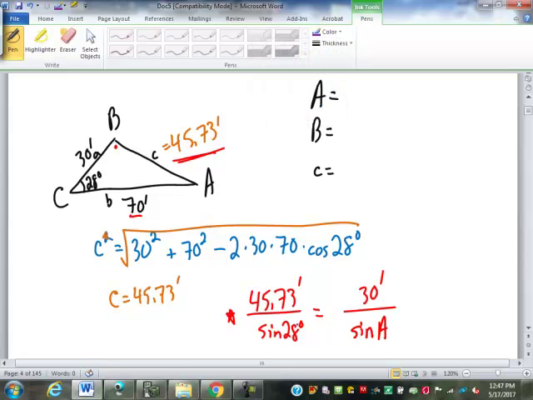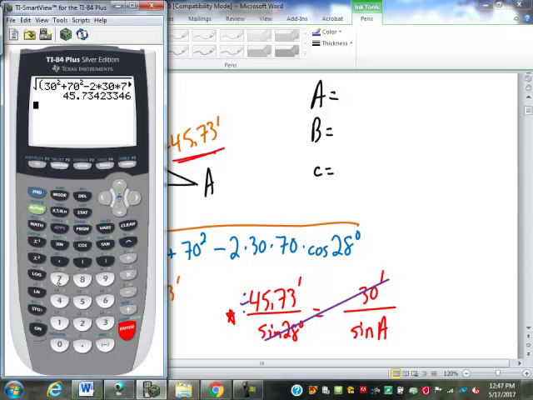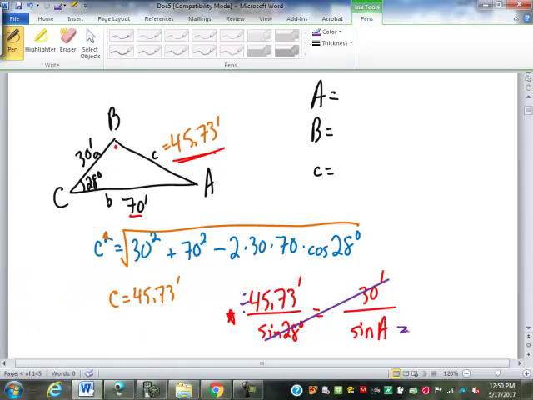We're going to cross multiply. Sine of 28 times 30. Oops, that ain't going to work. I got to put close parentheses there. Sine of 28, close my parentheses, times 30 divided by 45.73. Gives us 0.3079. So that comes out to be 0.3080 actually.